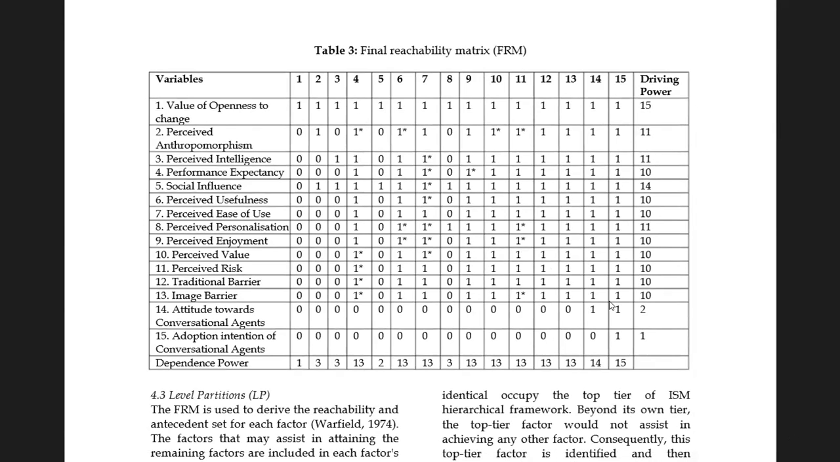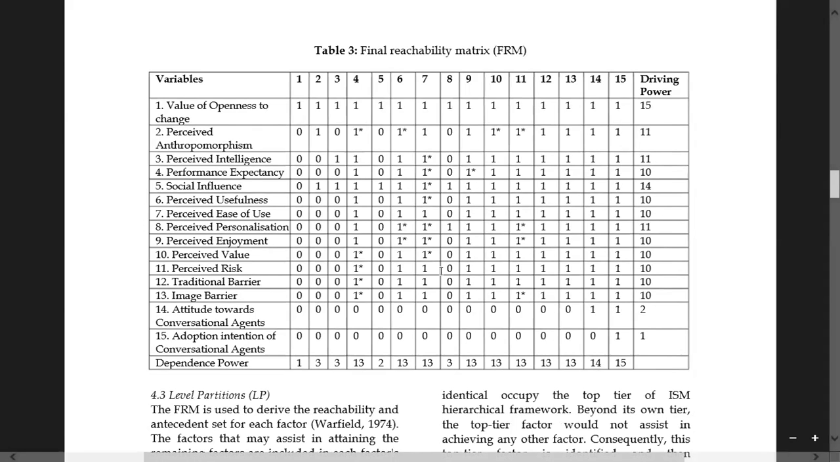Okay. Just get the total of this value of openness. It's a 15. Simple, the row total and the column total. And we just discussed, the higher the total in the driving power, it means that's an independent variable. The lower the total, it means it's a dependent variable, because adoption intention is not influencing anyone except itself. On the other hand, value of openness is influencing practically everyone. So this is a hardcore IDV.